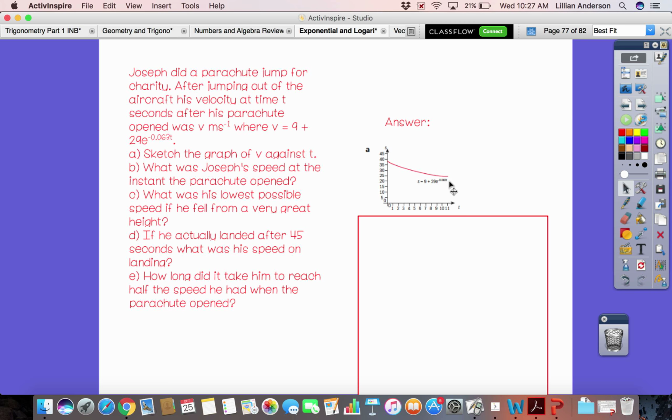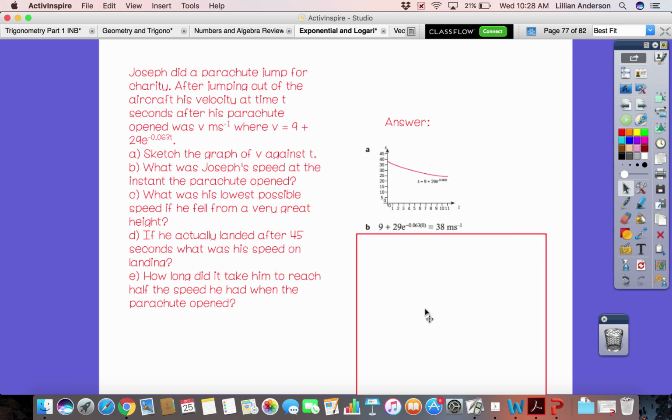So Joseph is doing a parachute jump for charity. We're trying to figure out what was Joseph's speed at the instant the parachute was open, aka the initial time. So you plug in 0 for t, and you work it out. So it's going to be meters per second. For C, what was his lowest possible speed if he fell from a very great height?